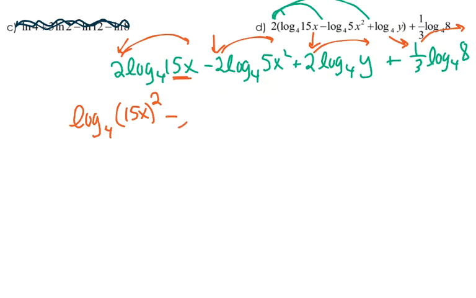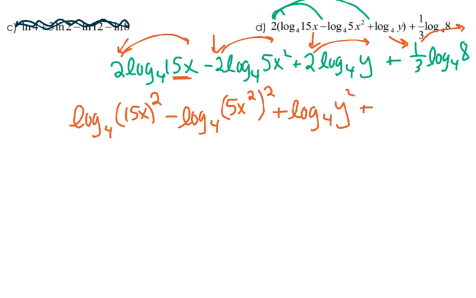minus log base 4, I've got 5x squared, but all of that is squared, plus log base 4, this one's easy, I just write y squared, and finally I've got plus log base 4 of 8 to the 1/3 power.